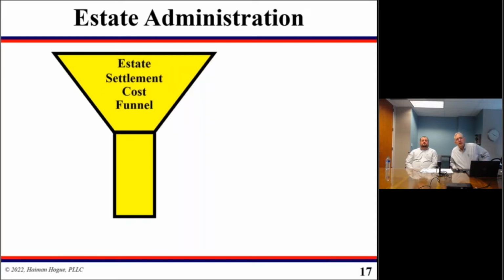Everything in an estate goes through what I call the estate settlement cost funnel. There are 4 types of expenses that come out. The very first one is administrative expenses. You remember that administrative dragon? That's what we're talking about there.